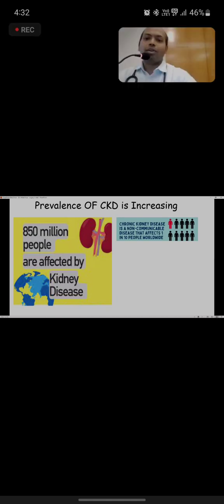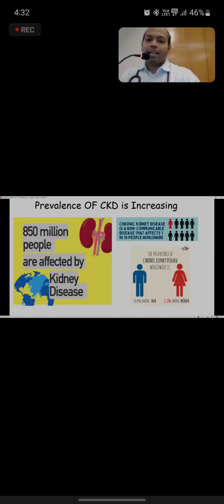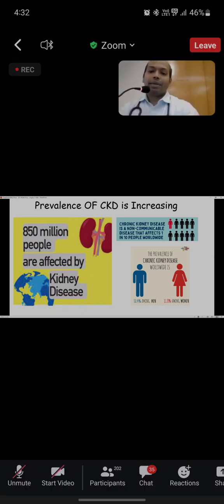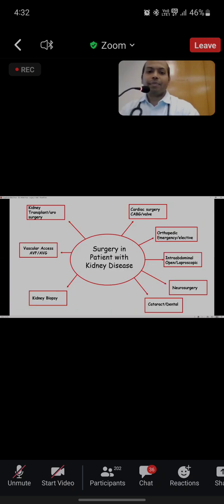Chronic kidney disease is a major non-communicable disease that affects 1 in 10 people worldwide. The prevalence is 10.4% among men and 11% among women. And in India, the prevalence in the Indian registries is found between 12 to 18%. Diabetes is the most common cause of chronic kidney disease now in India, and India is becoming the capital of diabetes. So the burden of kidney disease is definitely going to increase.